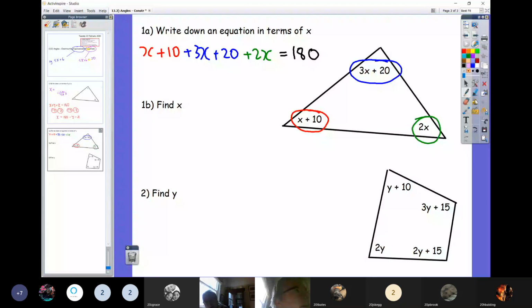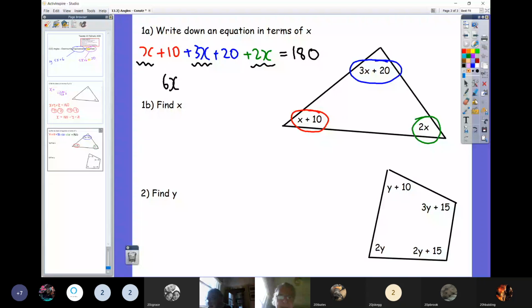It's right. I've written down an equation in terms of x, but they'll probably ask you to simplify your equation. So remember how we do that. We gather up our like terms. On the left-hand side, let's gather together all the terms which have got x in them. So we've got x and 3x and 2x, so that's 3, 4, 5, 6x. And then we add on the normal numbers: plus 10, plus 20, which is plus 30. And that equals 180. So that really answers part 1A.